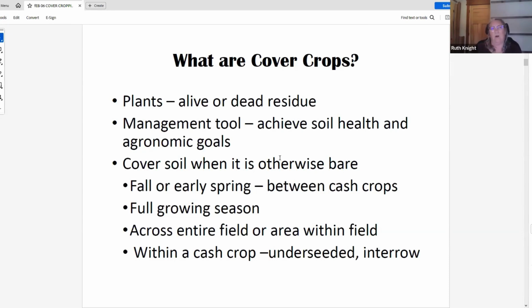And the cover crops can be across an entire field or an area within the field if there's a targeted spot area to address in terms of the limiting function, or it can be within a cash crop, either underseeded or interrow, and it's sort of covering all of those. So there are various terms like green manures and forage crops. These are all dealt with in terms of this cover within this context.